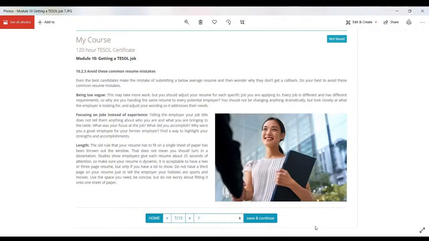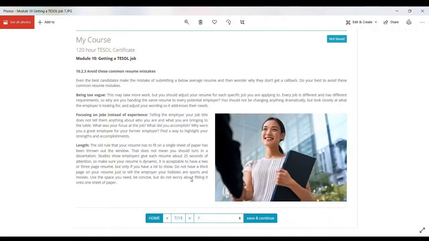Alright, save and continue. Sabi dito yung length, no? Alright, so the old rule that your resume has to fit on a single sheet of paper has been thrown out of the window. That does not mean you should turn in a dissertation. Studies show employers give each resume about 25 seconds of attention. Yung sinabi ko kanina, 10 seconds, no? That is only how to impress or attract the employer. Pero sabi dito, 25 seconds of attention.